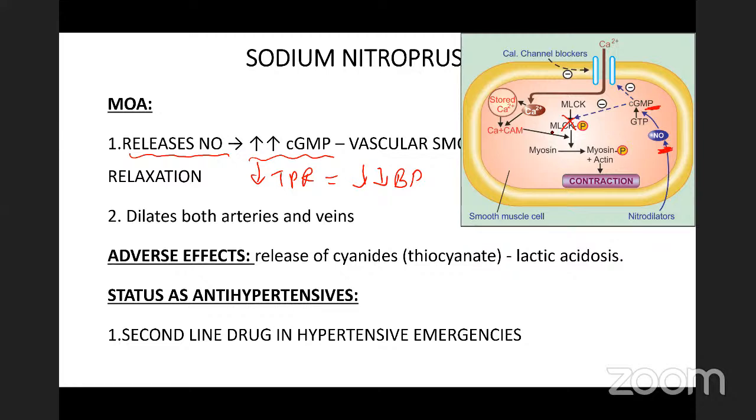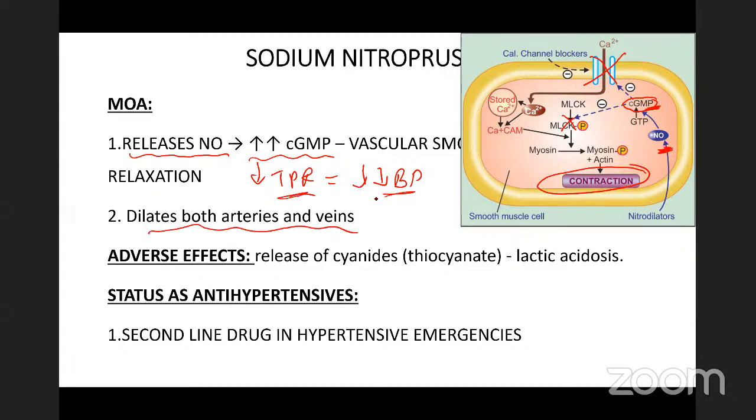Activation of myosin light chain kinase will not take place whenever the cGMP increases in the vascular smooth muscles. At the same time, it also inhibits the opening of calcium channel, inhibits the entry of calcium inside the vascular smooth muscles. Together, they inhibit the contraction of vascular smooth muscles. They undergo a state of relaxation, the total peripheral resistance comes down, the BP comes down. Remember, it dilates both the arteries and veins.